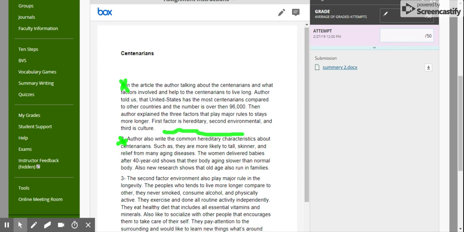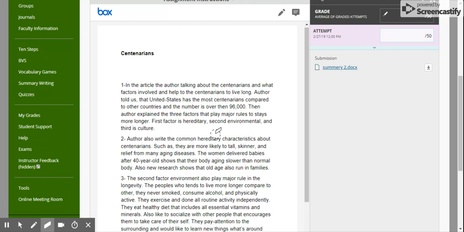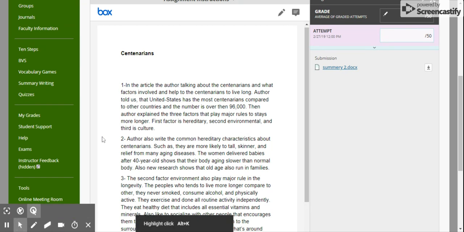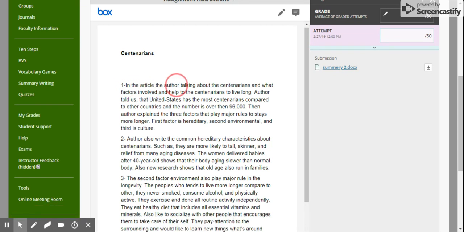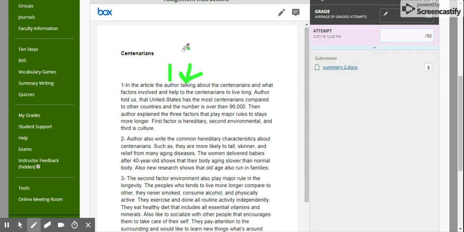Okay, now a few things that I wanted to talk to you about. First of all, in your first sentence, you need to use the same pattern that we've been using all along, okay? So you don't want to say in the article, the author. You say in centenarians, the author, and then you're going to use simple present tense here. We don't say talking or is talking, okay? This is academic writing, so we need to use the simple present and just use one of the verbs that's on that list that you found in week 5.